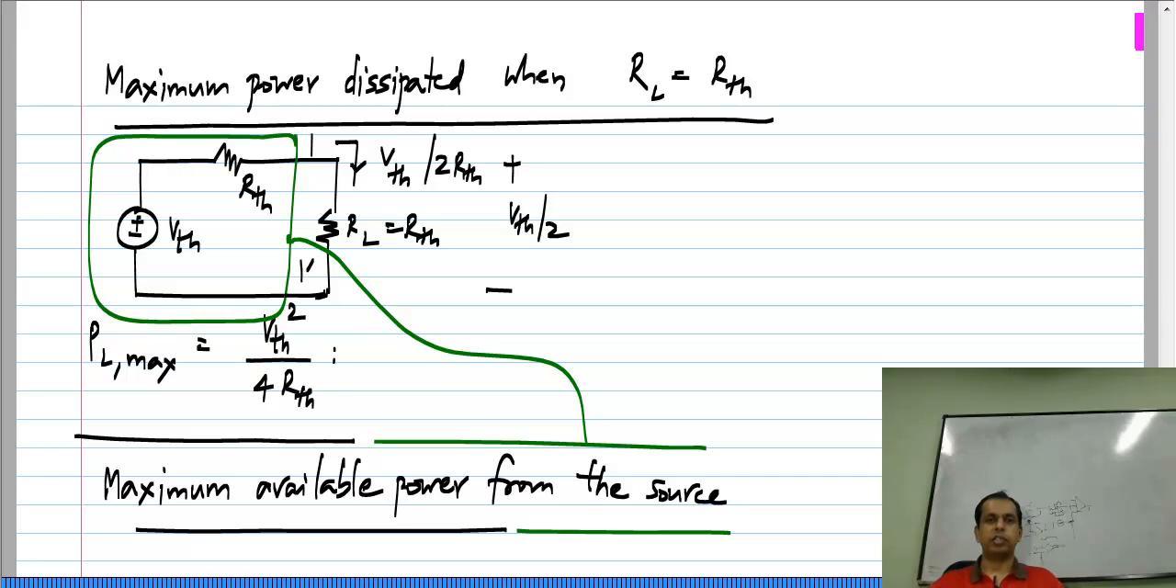So, in summary, if you have a source which is represented by a voltage source VTH in series with a resistance RTH, then to draw maximum power from that, you should connect a load resistance which is exactly equal to RTH. That is, you should match the load to the source, and the amount of power you can draw, which will be the maximum available power from the source, is VTH square by 4 RTH.